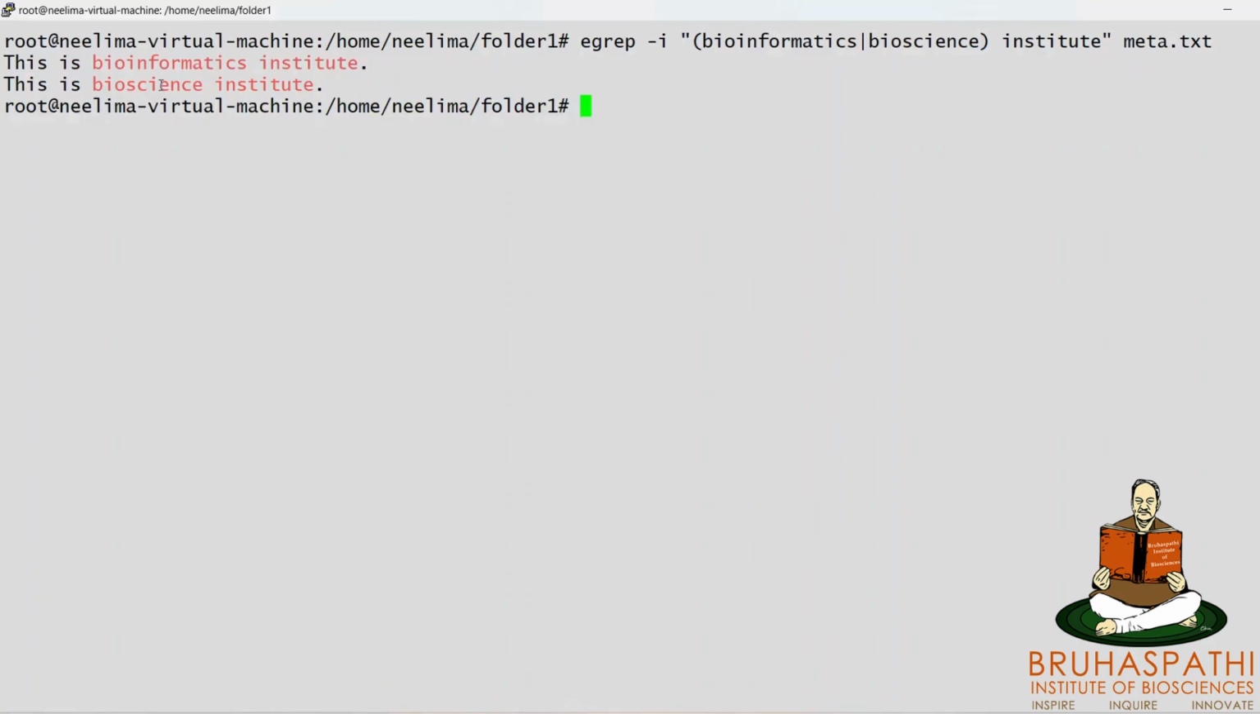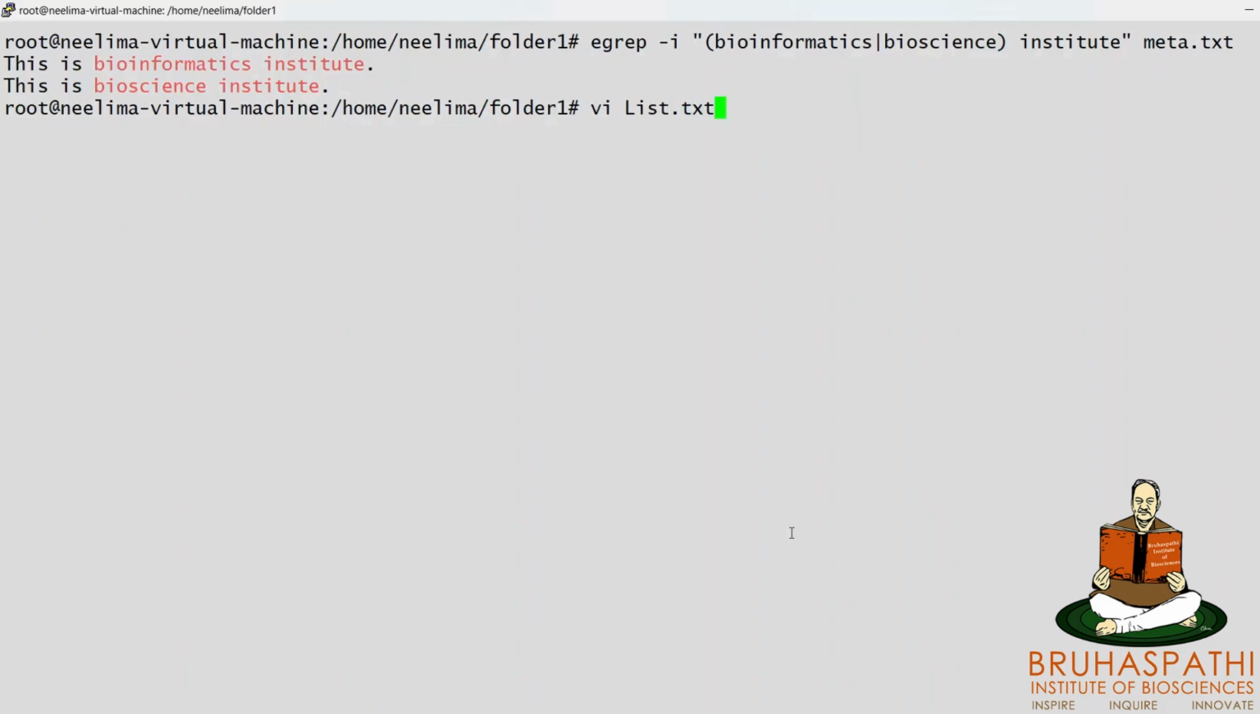egrep can be used to group patterns. So if we are trying to find phrases in the sentences present in the metadata file that have Bioinformatics Institute as a phrase or Bioscience Institute as a phrase, when we execute this command, this is the output we get. Only 2 sentences actually had those phrases.